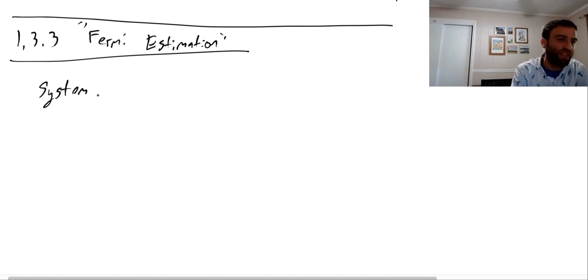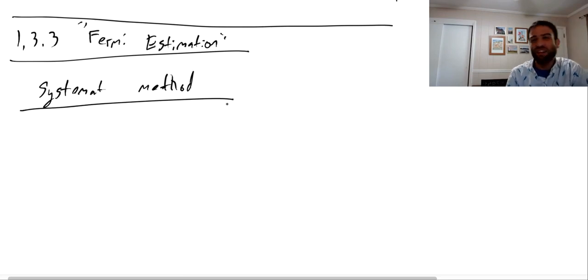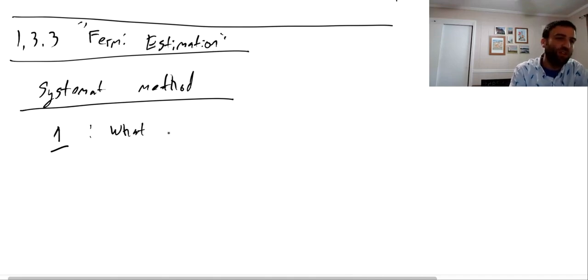Okay, so there's a very systematic method that you can use to approach this class of problems. I'll break it down into a bunch of steps, and then when I go through a case study in the next video, I'll do a one-to-one map of these steps to the problem we're thinking about. Okay, so step one is really, what can we assume about the problem?